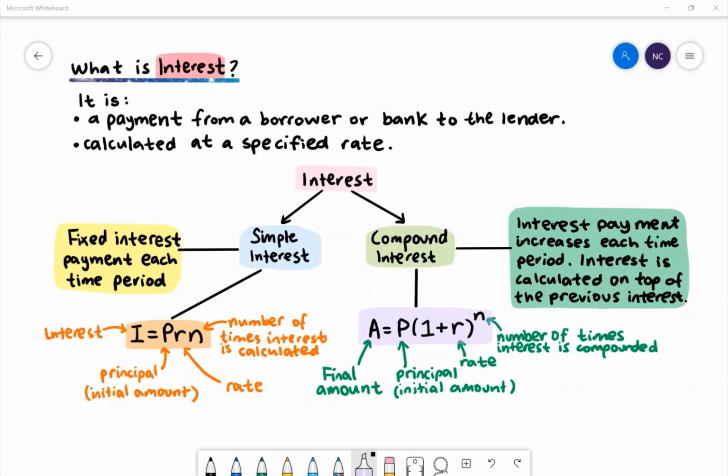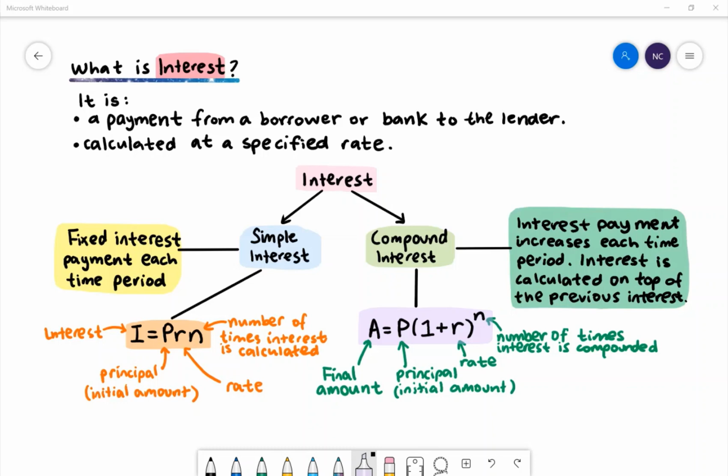The second type of interest calculation is compound interest. In compound interest, the interest payment increases each time period. Interest is calculated on top of the previous interest calculation. The formula for compound interest is the final amount equals the principal amount, open bracket, 1 plus the rate, close bracket, to the power of the number of times interest is compounded.